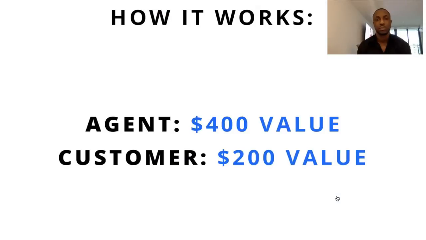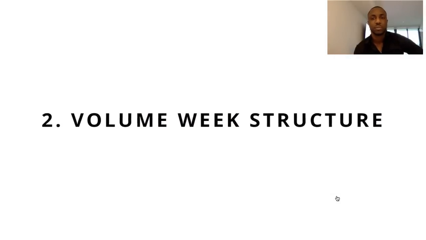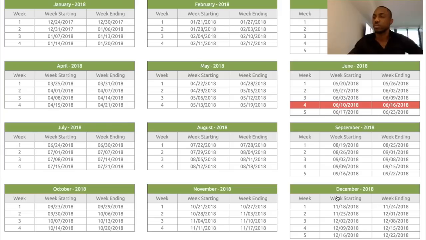Every agent that comes in your organization counts for 400 in value. Every customer that comes in your organization counts for 200 in value. So 400 per agent, 200 per customer, right? So you understand how the value works as you build in your organization. The second thing I want to point out is how our value weeks are structured, how our value months are structured, right? We run on something, as you see on the screen, the 4-4-5 count, right?